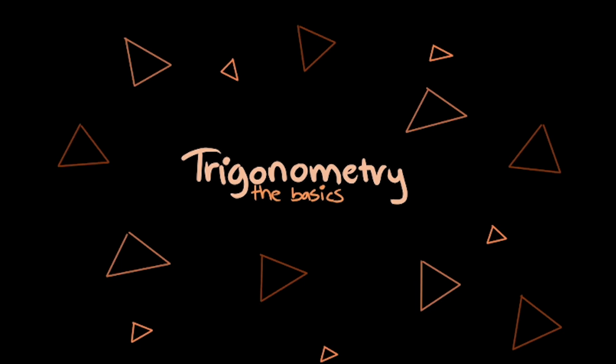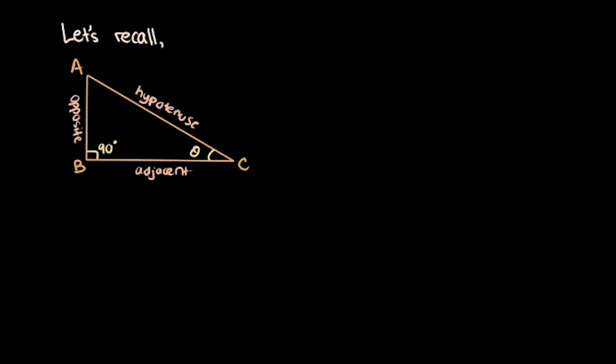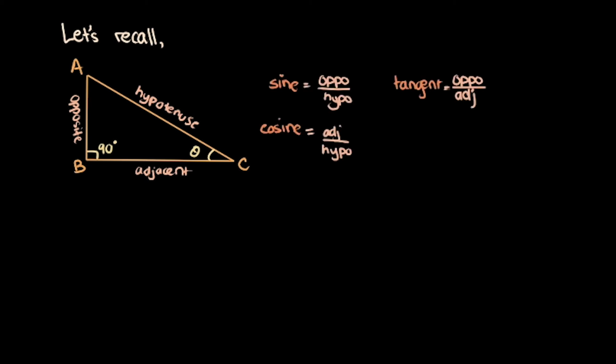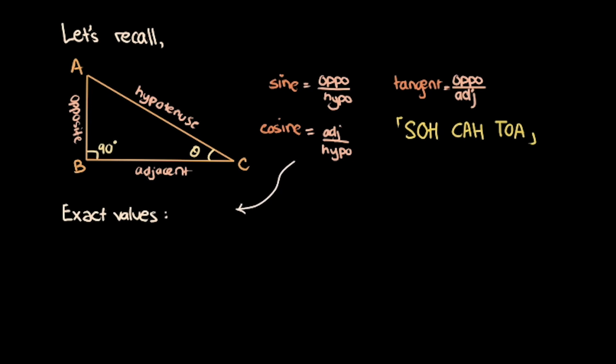Now, the basics of this chapter are things you know already. Let's refresh our memories. There are three fundamental functions to consider: sine, cosine, and tangent. Using this triangle as a reference, let's recall SOHCAHTOA. Sine is defined as opposite by hypotenuse with reference to theta, cos is adjacent by hypotenuse, and tan is opposite by adjacent. There are some exact values to remember when solving related equations.